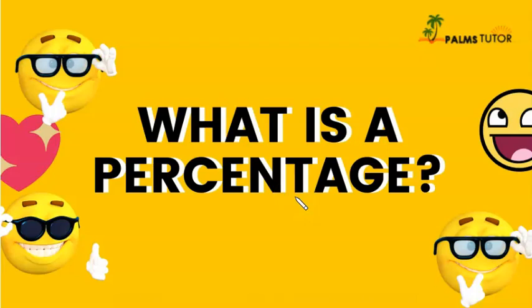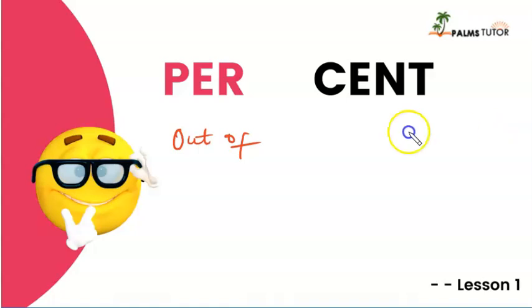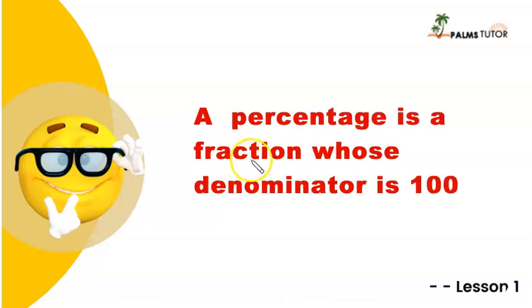What is a percentage? When we say percentage or percentages, what do we mean? Percent. Per. These are the root words, and per means out of, and cent means 100. So when we talk about percent or percentages, we are talking about out of 100. That's what that means. And so we can say that a percentage is a fraction whose denominator is 100.